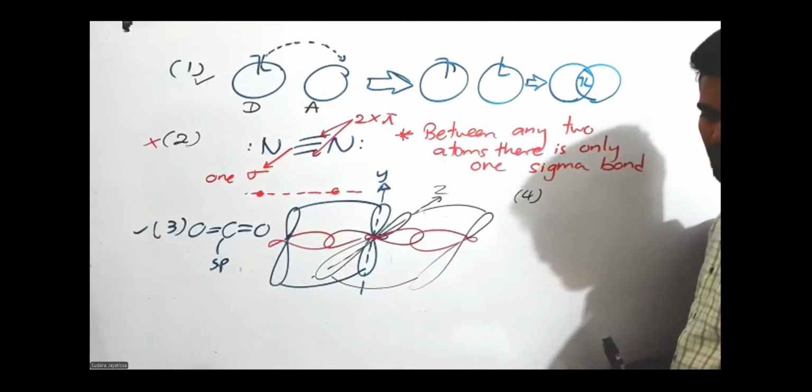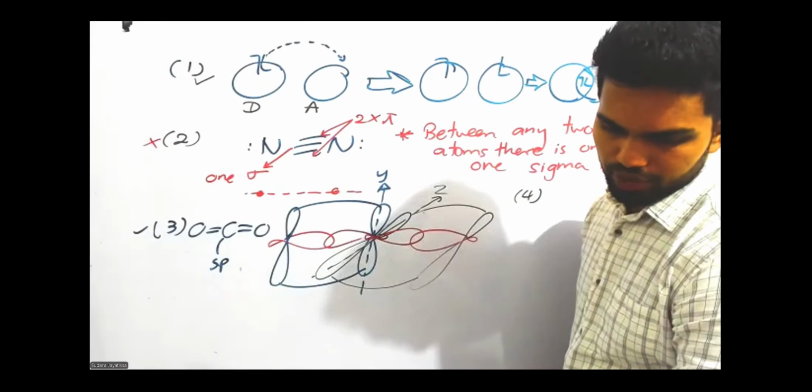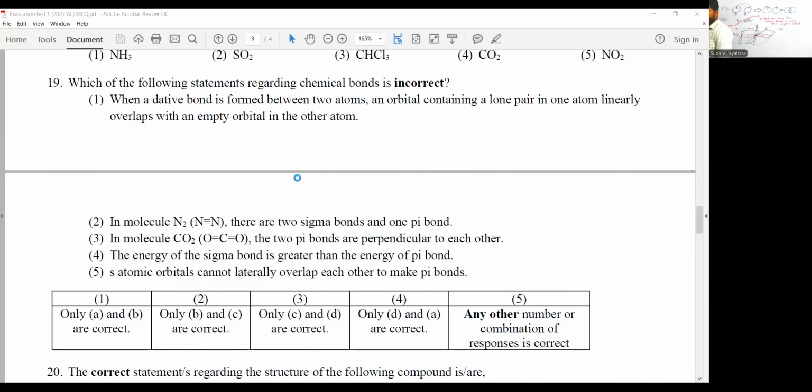Look at the 4th and 5th points. The 4th point is: energy of a sigma bond is greater than energy of the pi bond. True. You can write the reason in front of that. What is the reason? Because in linear overlapping, the bond occurs along the internuclear axis.